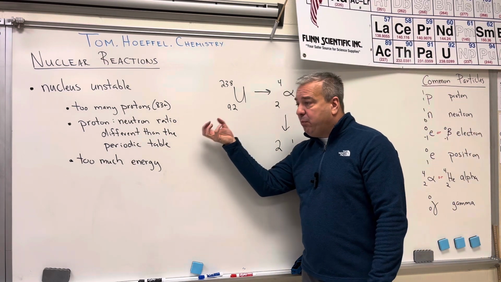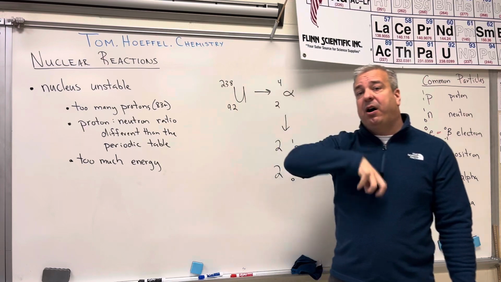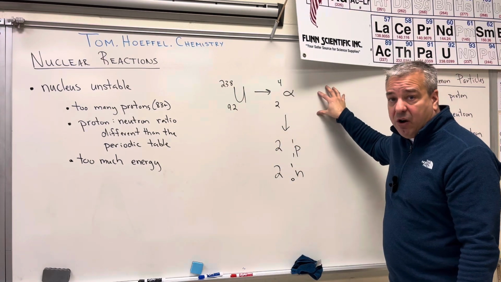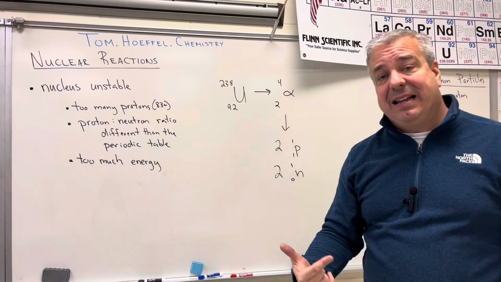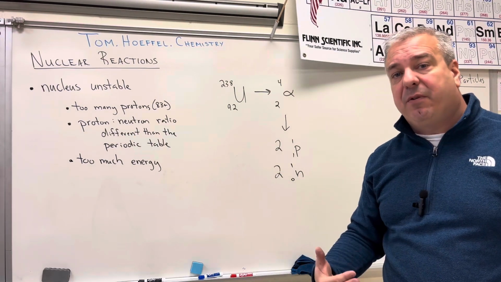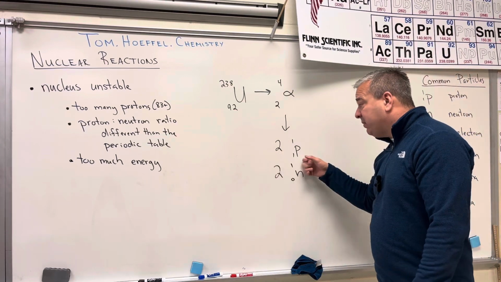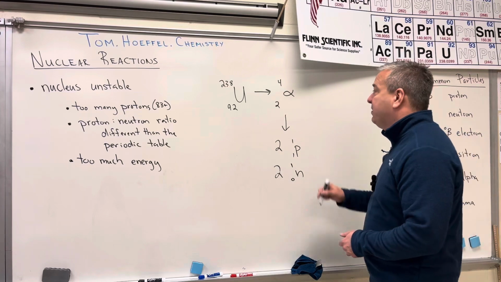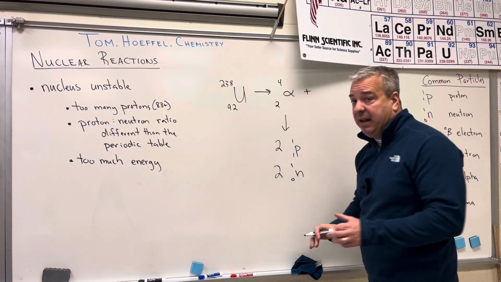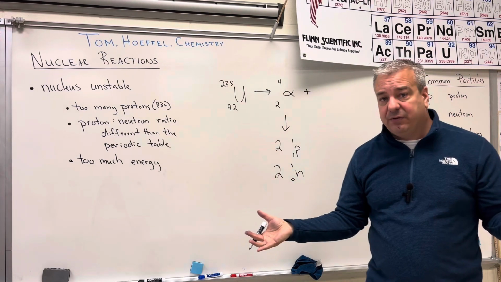Well, if 2 protons and 2 neutrons come off of the nucleus, then this is no longer uranium. It's a different element, because remember, the identity of the element is based on the number of protons. And if we have 2 protons coming off, it's going to no longer be uranium. Okay, so we got to figure out what it's going to be. And this is just where we have the law of conservation of matter.